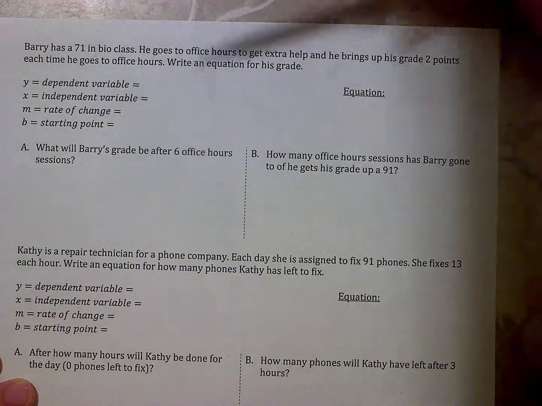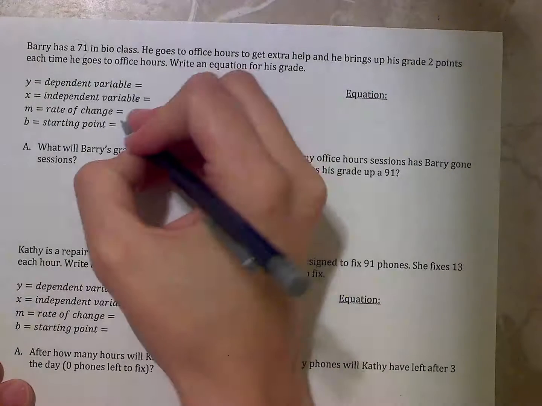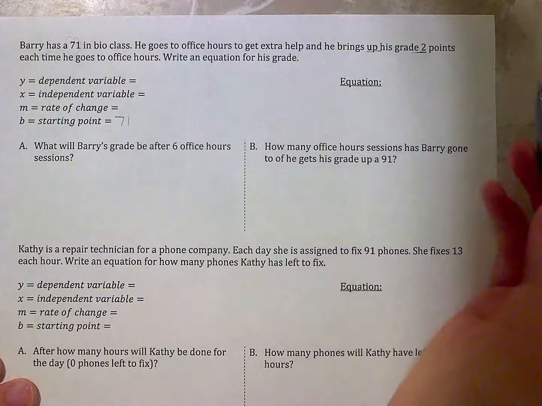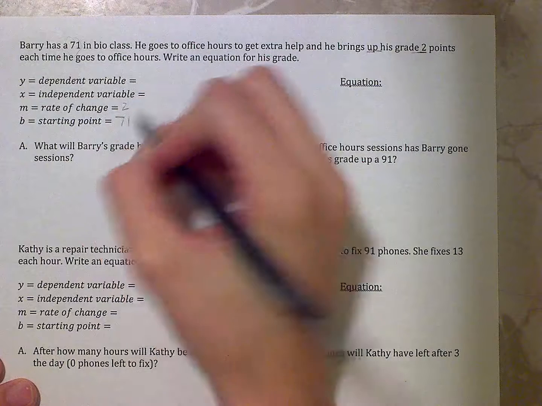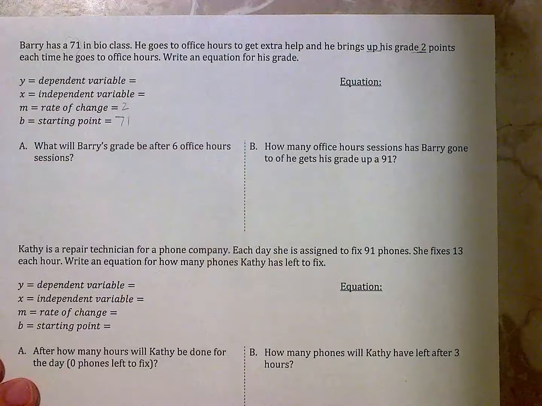right away see like, oh, well, his grade is going to start at 71. And then each time he goes to office hours, it's going to go up 2, right? So you might already see like, okay, this is going to be positive 2, this is positive 71. So what's the independent and dependent variable? Well, what's causing what to change?